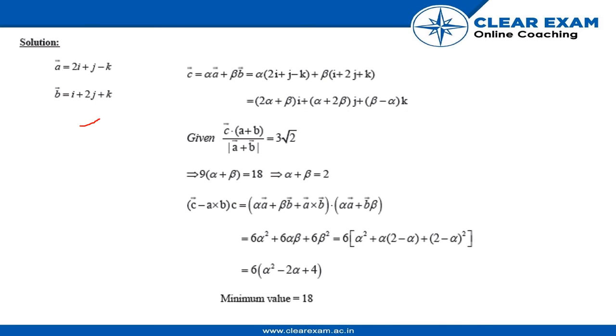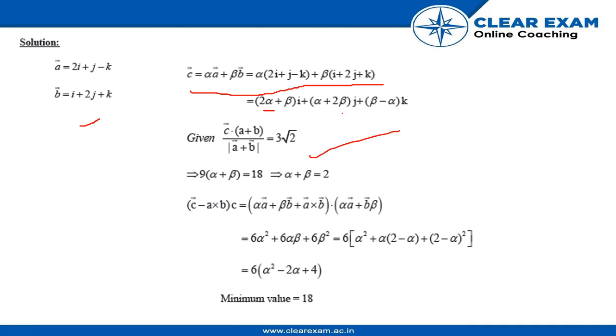So we are given this A and B. C we are given as this. Pardon, I'll just erase it. So we are given C as this. So we'll just take i cap, j cap, and k cap common. We have (2 alpha plus beta) i cap plus (alpha plus 2 beta) j cap, and (beta minus alpha) k cap. So we are also given this.